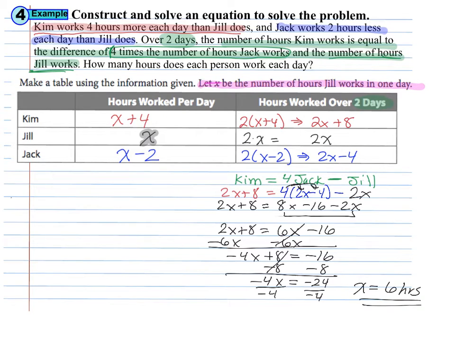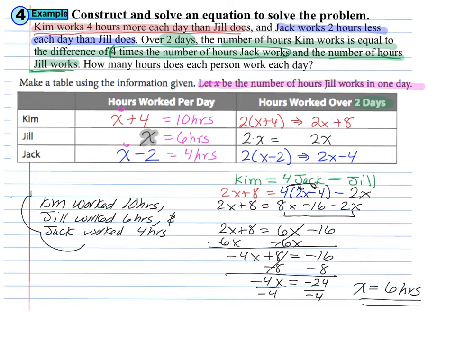So this right here is Jill. Jill worked for 6 hours. If I know that X is 6, then 6 plus 4 is 10 hours. So Kim worked for 10. X is 6, and 6 minus 2 is 4 hours. So Jack worked for 4 hours. And now all I have to do is write my sentence. And then that means this is my final answer.